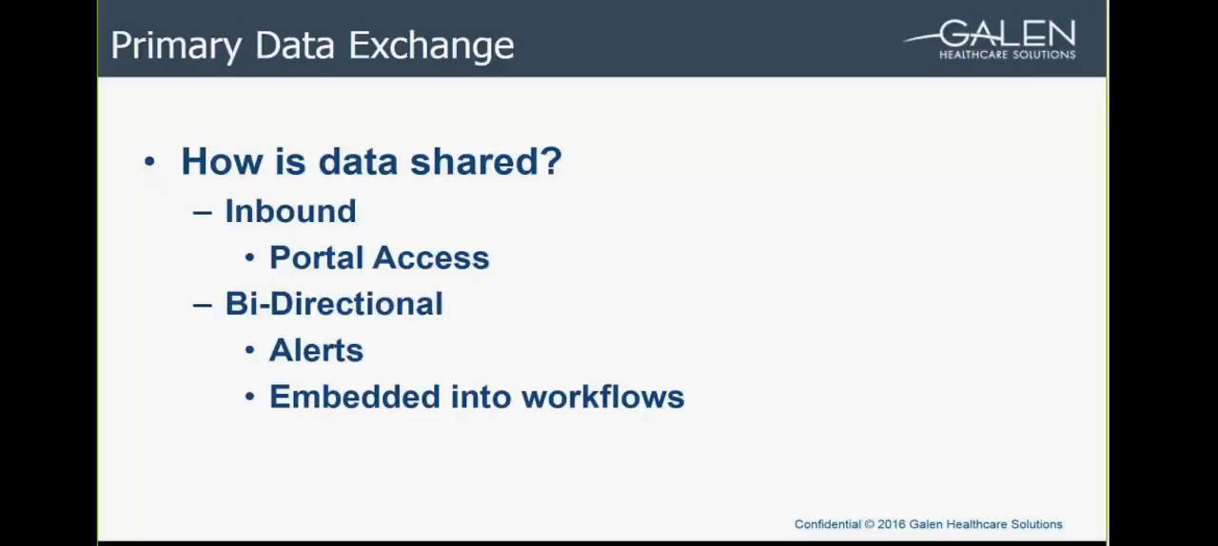So, once we understand who our client base is, we're going to want to understand how we're going to facilitate that primary goal of data exchange. How is data shared? So really there's three types of common data sharing, being inbound and bidirectional. So first I want to talk about inbound a little bit. What this means is the HIE is receiving inbound feeds from its participants. So we're receiving data, we're becoming a large-scale repository for that clinical data, but really the only way to access it is through the portal.